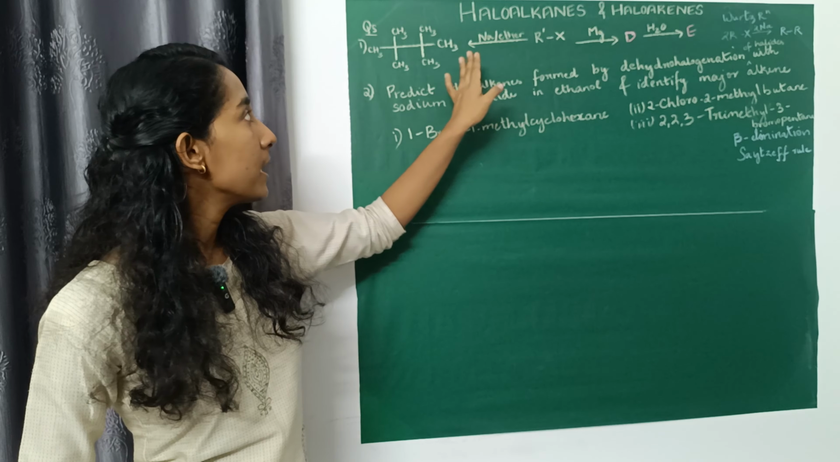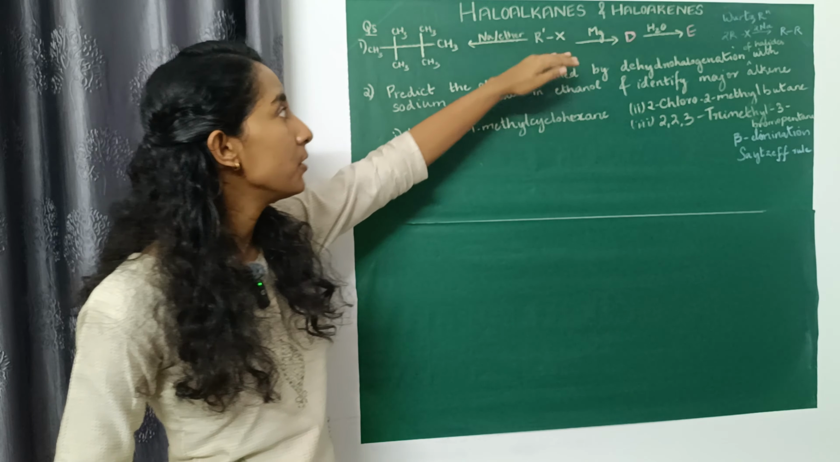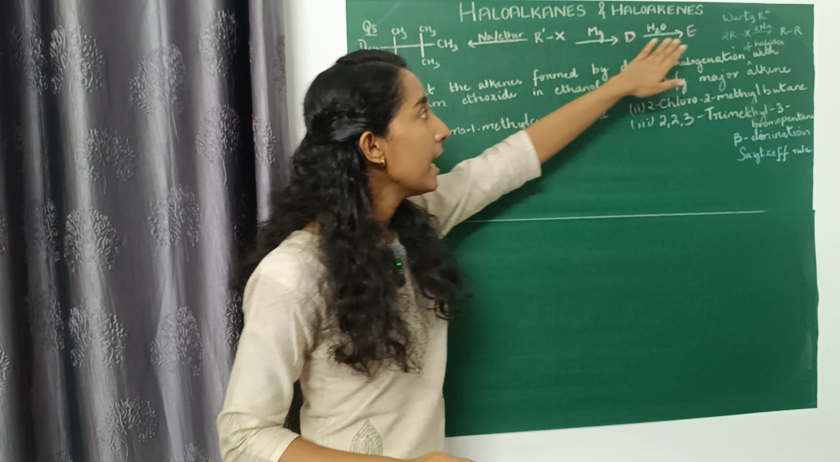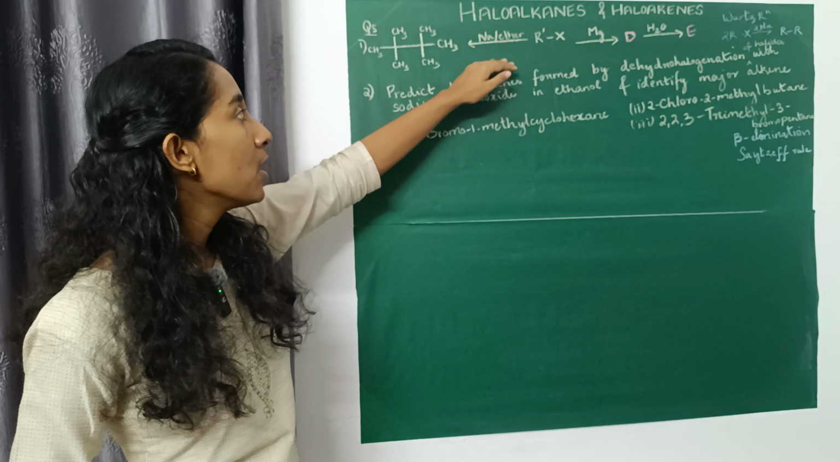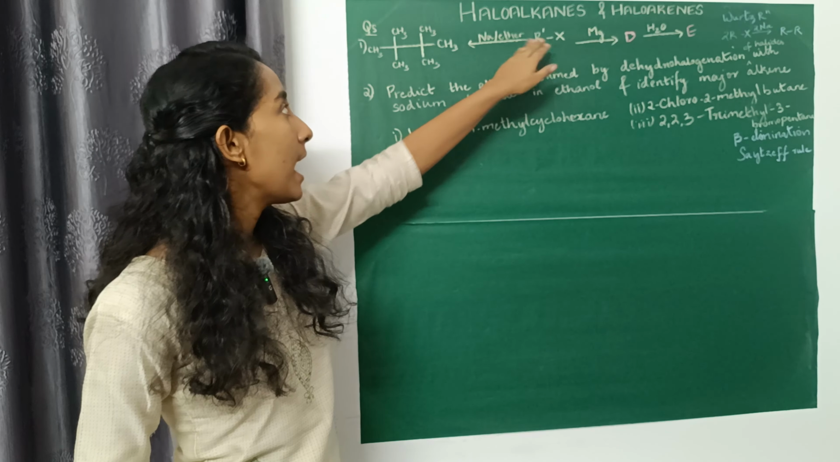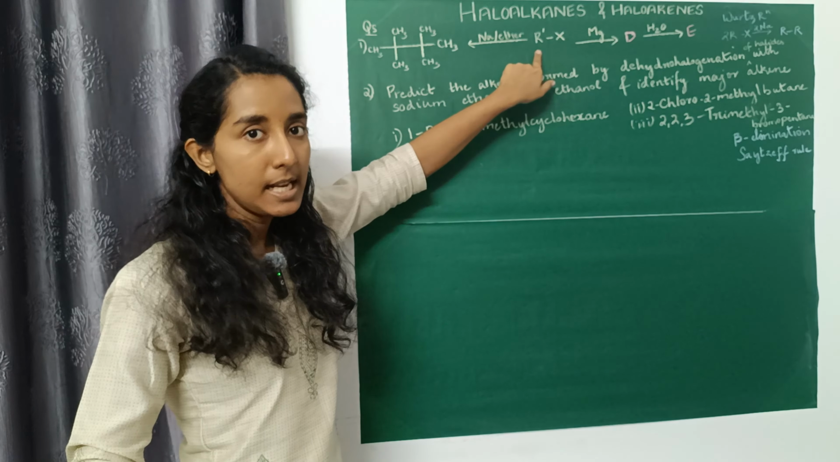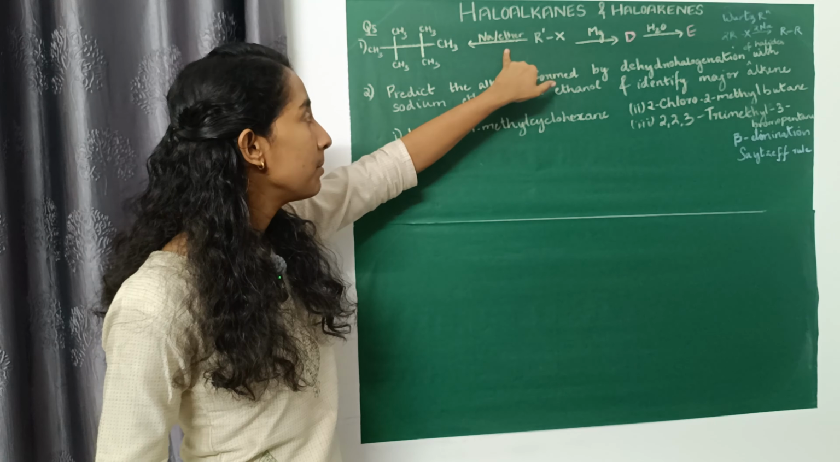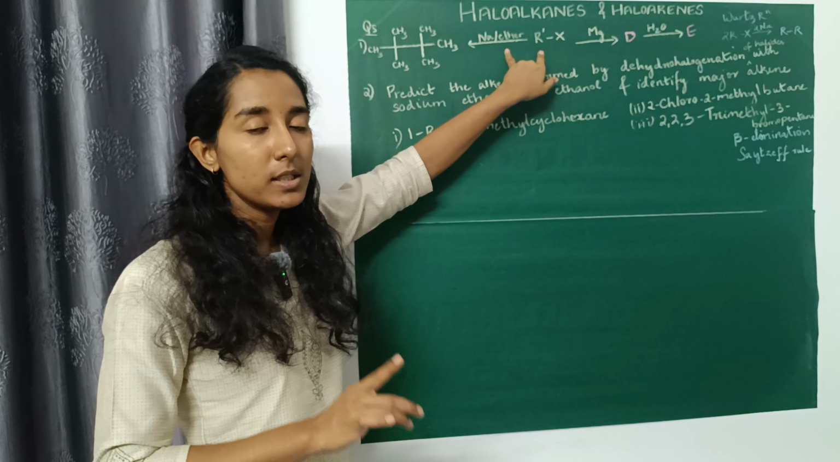Okay, the first question: you can see a product is given, and you need to find R dash X, then D and E. Basically here you can see R dash X and Na in ether. This is an alkyl halide, and this is sodium in the presence of ether. This is basically the Wurtz reaction.